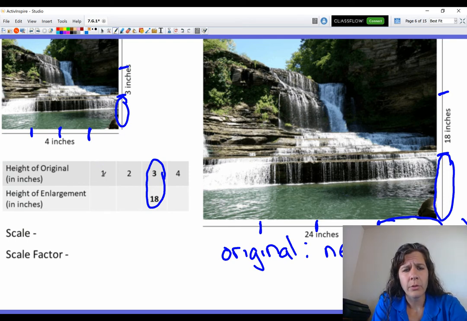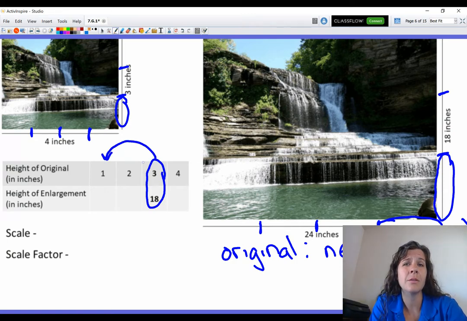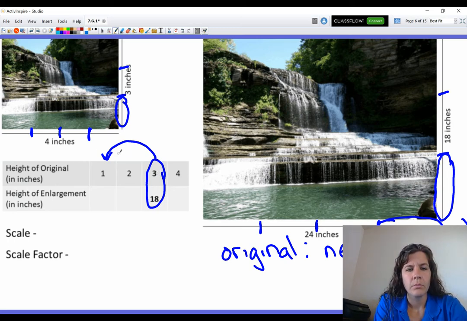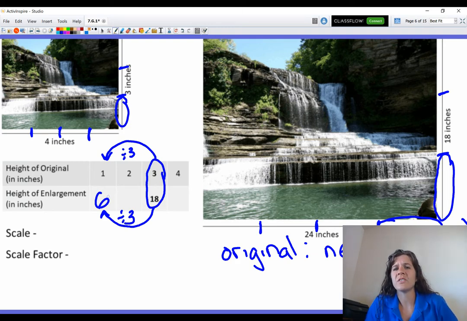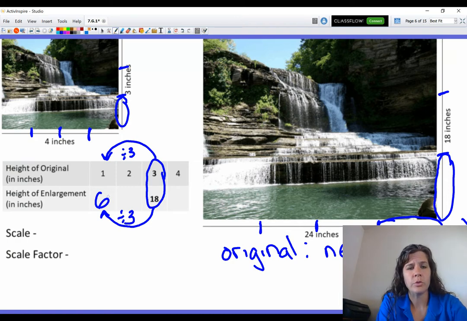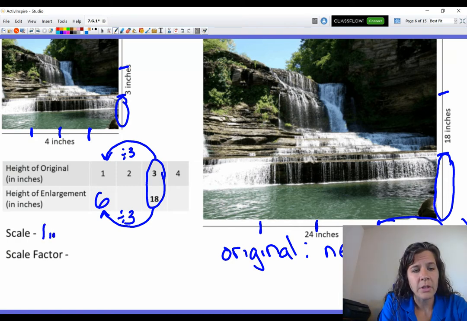3 divided by 3 gave me 1. I want to take this to the smallest number I can. I want to get these numbers down so that I can work with them a little bit better. So if I divide one of the numbers in the ratio by 3, I have to divide the other number by 3. 18 divided by 3 gives me 6. So my ratio of 1 to 6 is actually going to be my scale. It's the smallest numbers that I could bring this equivalent ratio down to. So my scale is now going to be 1 inch to 6 inches.